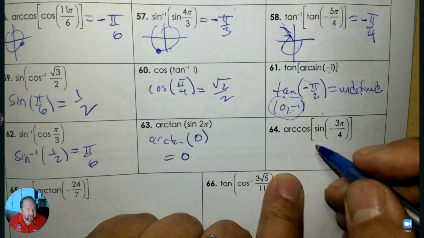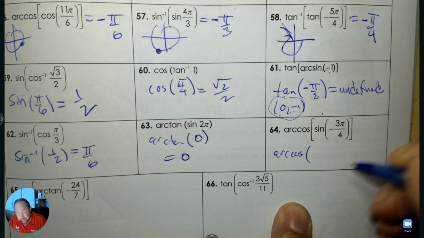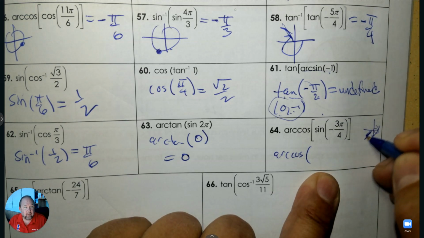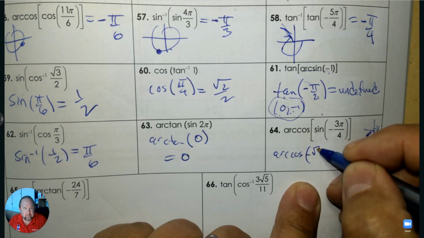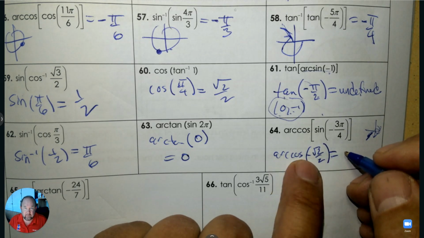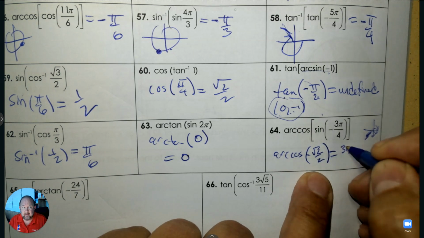What do we got here? Sine of negative 3 pi over 4. All right, so if we think of our unit circle, it brings us here to quadrant number 3. So it's negative root 2 over 2. And then where is arc cosine of negative root 2 over 2? We're looking at quadrant number 2 as a positive angle. So that's 3 pi over 4.